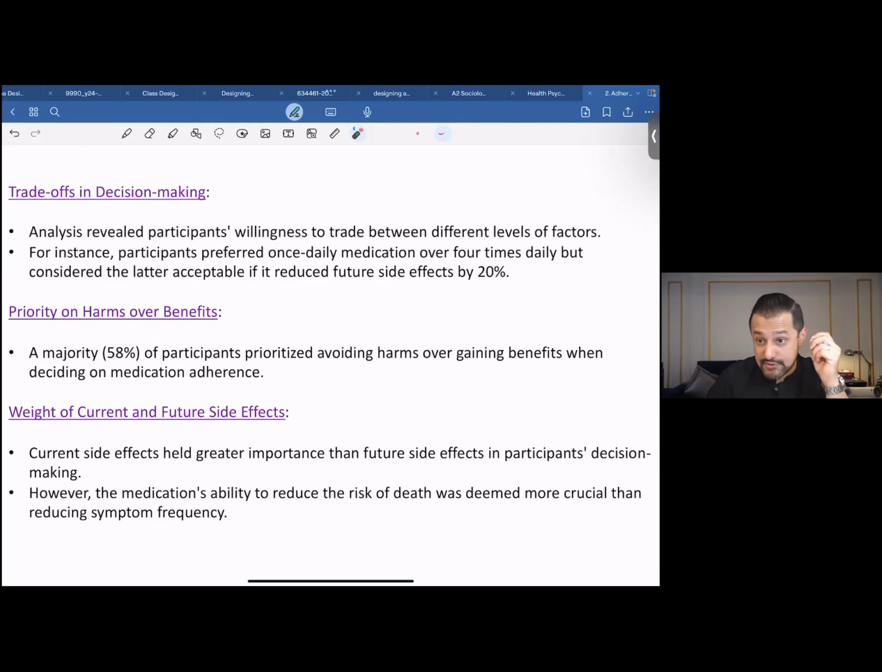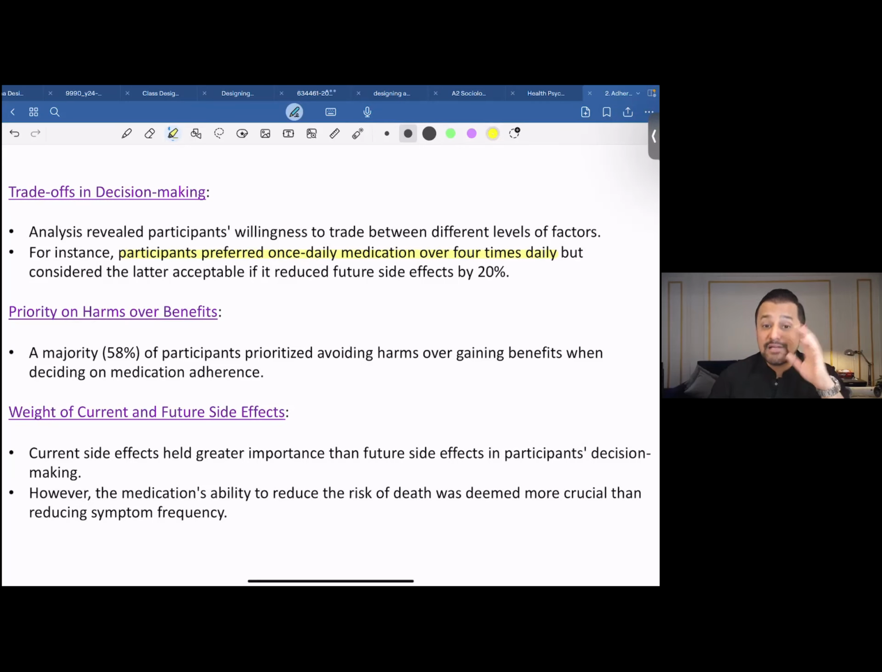Now, trade-offs in decision making. Analysis revealed participants willing to trade between different levels of factors. For instance, participants preferred once daily medication over four times daily, right? If you are asked to take a medication once compared to being asked to take a medication four times a day, it was seen that in cases where the patient was advised to take the medication once a day, it was adhered to more as compared to a patient being advised to take a medication four times a day.